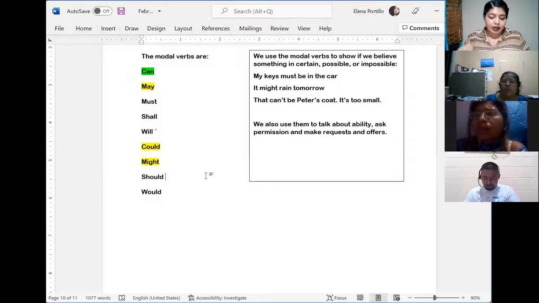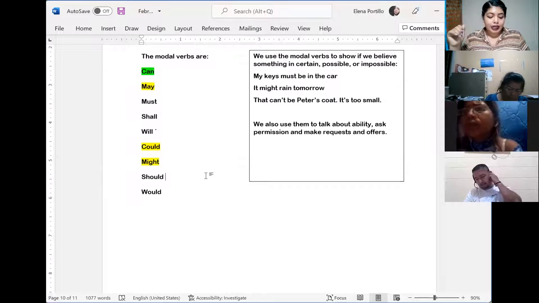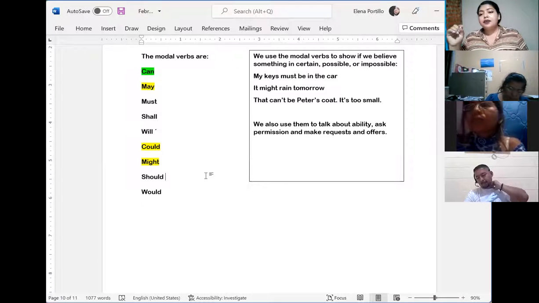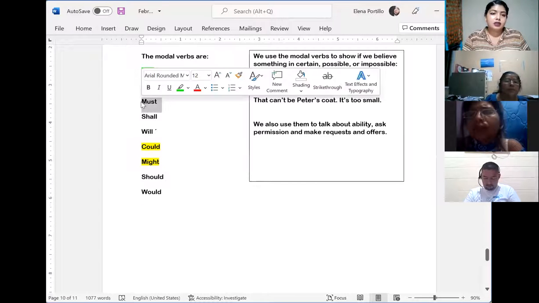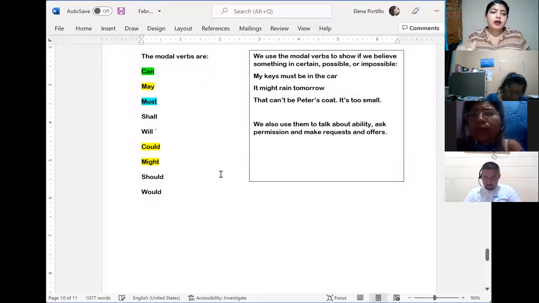Then we have the impossibility. We use can't or cannot to say something is impossible. They can't be true. You cannot be serious. In this case, we are using the negative form of can, and it's to talk about something that is impossible. Then for certainty, we use must to talk about something that is certain. In this case, we use just must for something that is certain, to show we are sure something is true and we have reason for our belief.